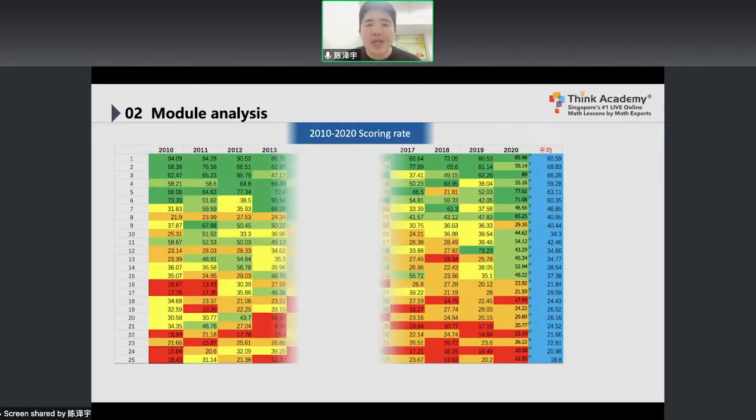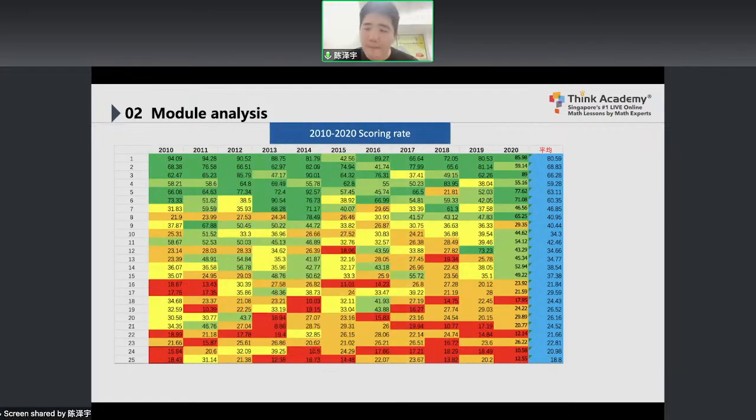All right, so let's look at this table. This table shows the scoring rate of each question in the past 10 years. You can see many green parts. The green parts represent the high scoring rate questions. From this table, the first 15 questions are mostly easy questions that you can score very high on. The average score in the first 15 questions is very high.